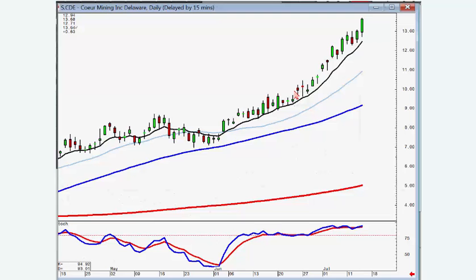Somebody asks, is it still time to buy CDE? Now, this is the problem that a lot of investors run into. It's a good chart, but now you hold it because you're up in the overbought area. This was the buy area. This is what you look for, these type of setups, so that you get this type of move.